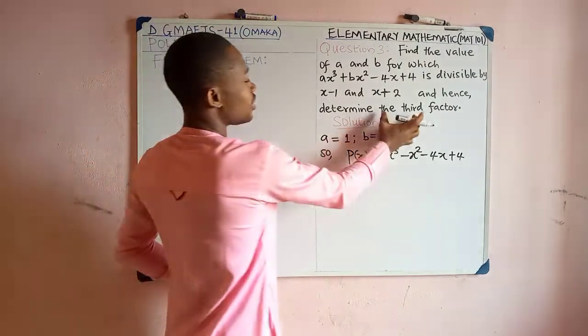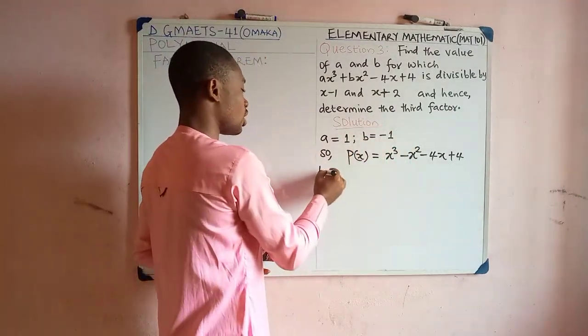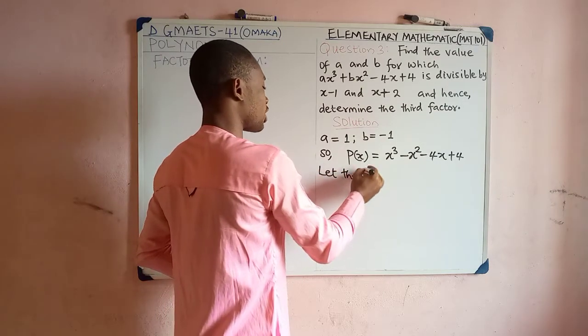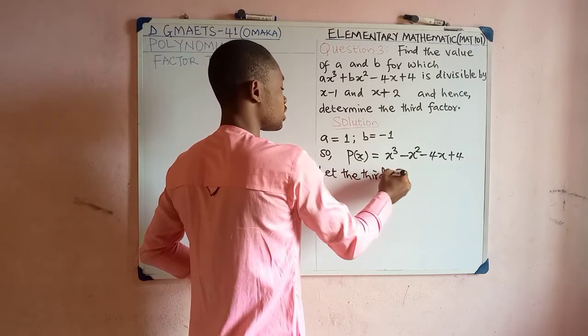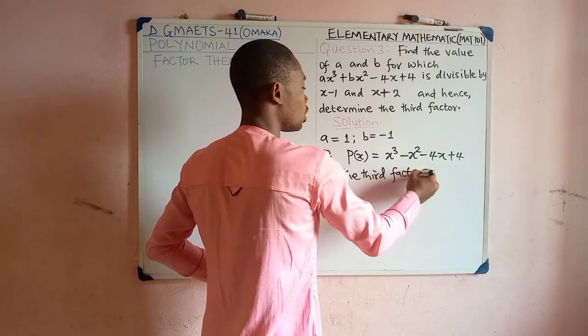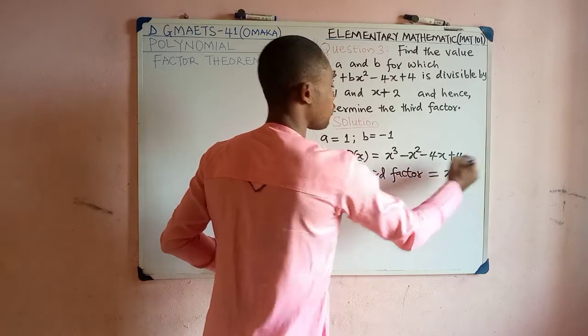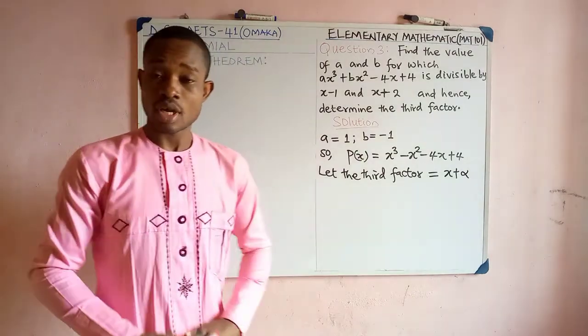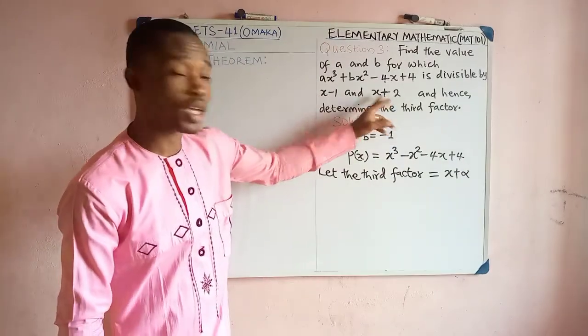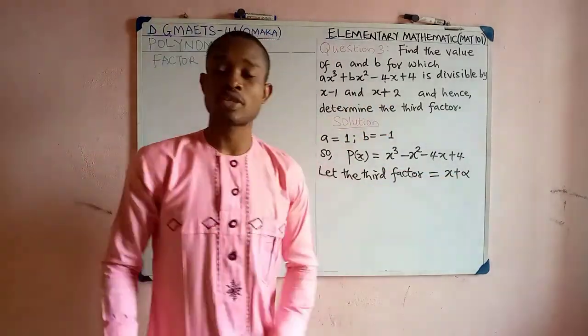We are to get the third factor. We don't know the third factor. Let me write. Let the third factor, which we do not know, be equal to x plus alpha. We don't know it. Is that okay? We know the two factors here given. Now let this be the third factor.